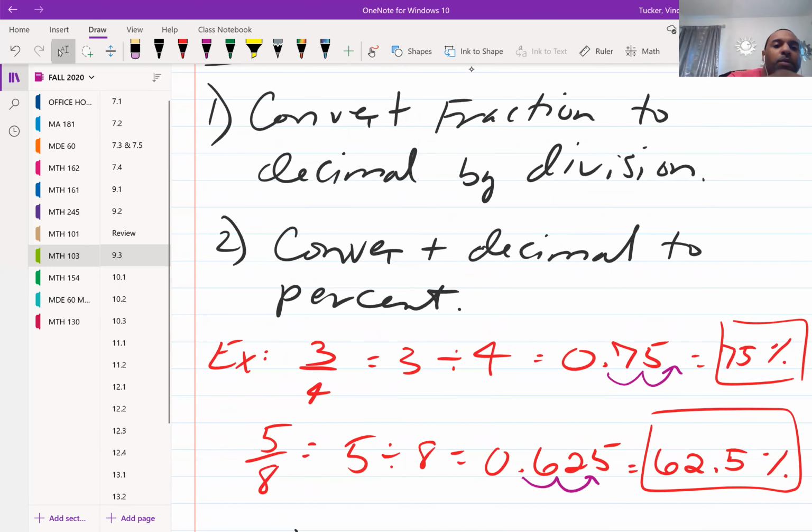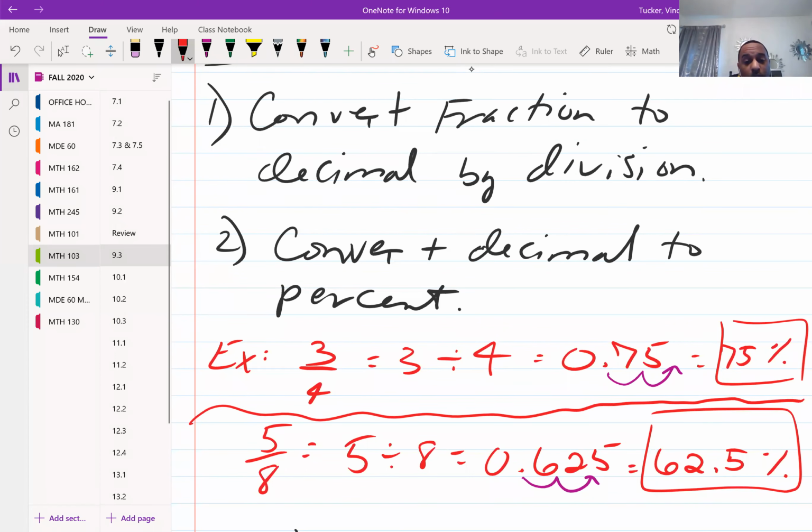So same thing with 5/8. So 5 over 8, that's 5 divided by 8, which is 0.625. Move the decimal 2 places to the right, that's 62.5%.